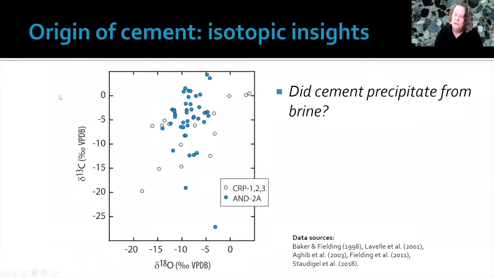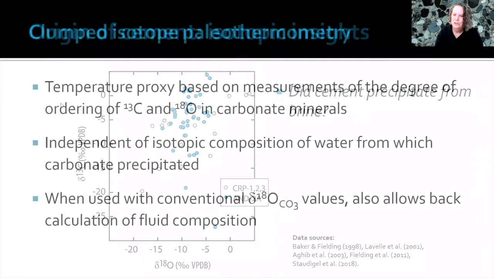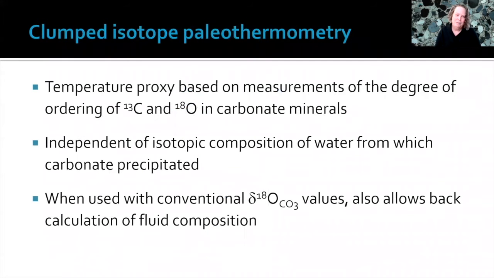Well, in order to try to prove that hypothesis, we turn to clumped isotope paleothermometry. And as I'm sure many of you know, this is a temperature proxy based on the measurements of the degree of ordering of carbon 13 and oxygen 18 in carbonate minerals. It's independent of the oxygen isotopic composition of the water from which the carbonate precipitated. So when we pair it with conventional carbon oxygen isotope compositions of carbonate phases, we can do a bulk back calculation on the composition of the fluid.